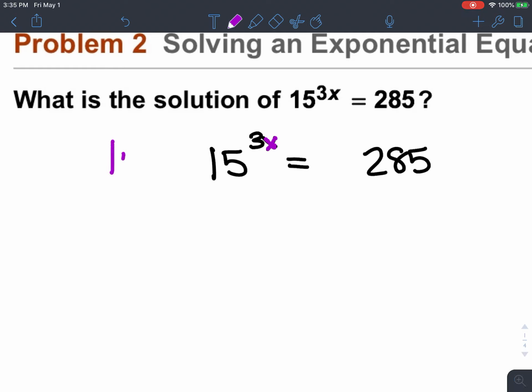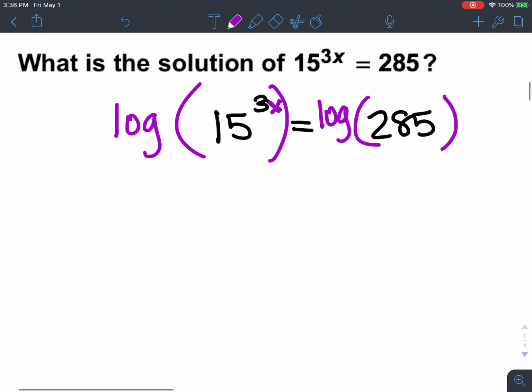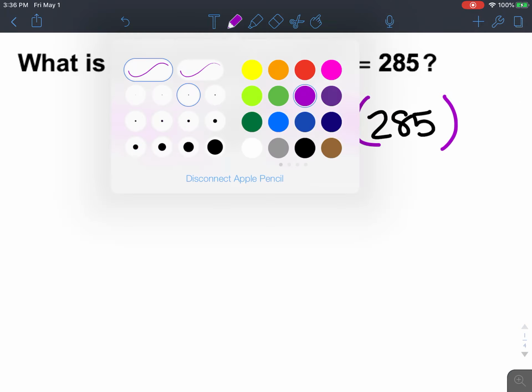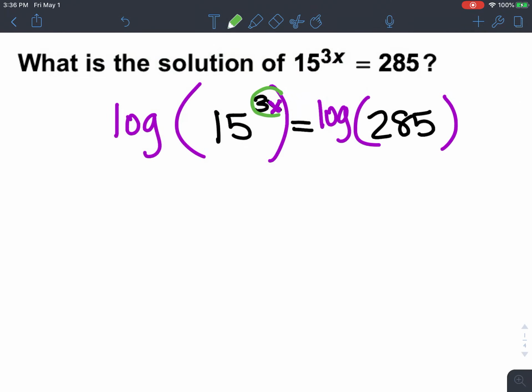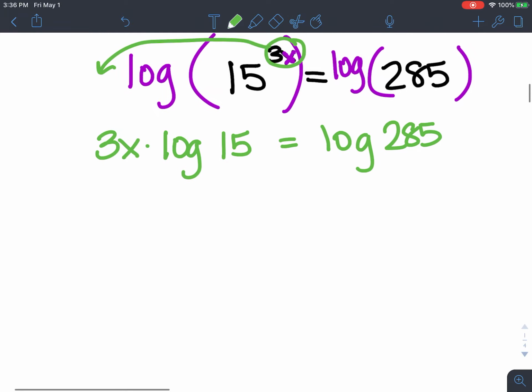So if I take the log of both sides, just like I could divide both sides or multiply both sides, I can take the log of both sides. Now, if I do that, what happens to the exponent? That's what we learned last time, that the exponent comes out front. So now we have 3x times log of 15. And we'll just leave this log 285 for now.